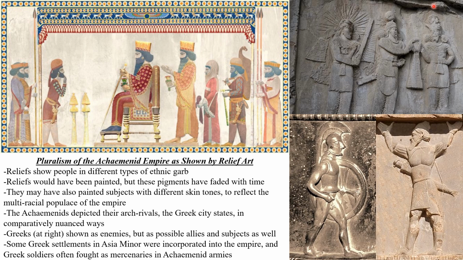The Achaemenids also depicted Greeks, their arch rivals, in their art as well, not always as enemies, but actually in surprisingly nuanced ways. In some cases, they depicted Greek soldiers, called hoplites here, as possible allies. This is probably because many Greek soldiers served as mercenaries in the Achaemenid armies. There were also ethnically Greek conquered peoples from Anatolia and Asia Minor in the Achaemenid Empire as well.